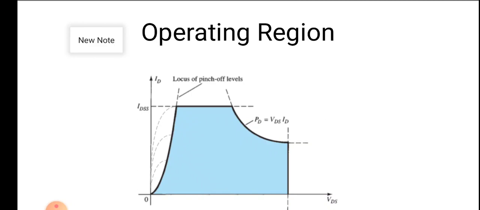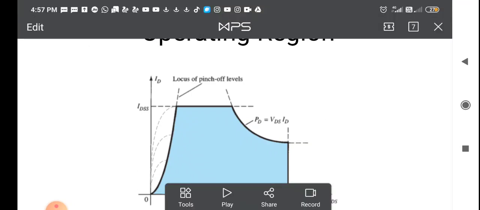That's because the region before pinch off is what? Ohmic in nature. So that is hardly used, but of course sometimes if you want an active variable resistor, then the FET can be used over there. But our entire focus is on the designing of amplifiers. So we are more concerned about the saturation region.